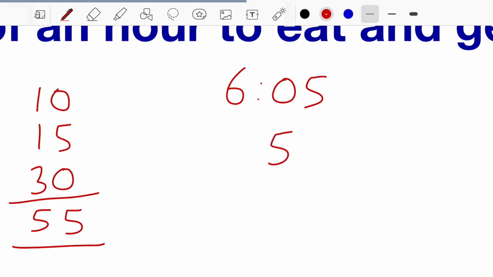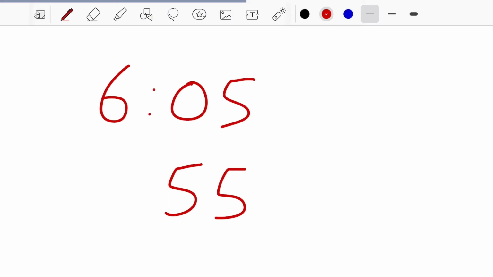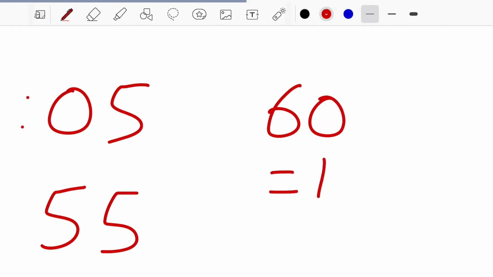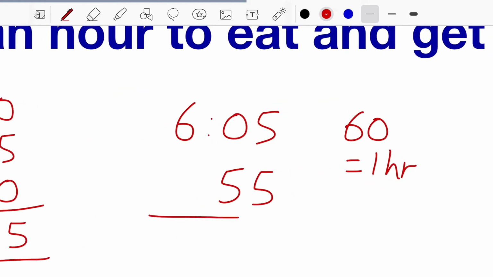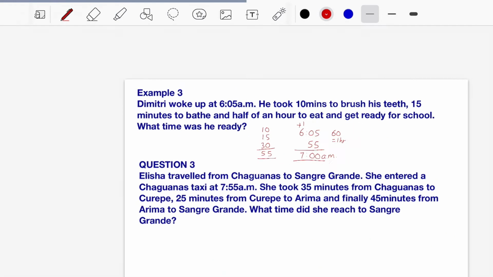6:05 plus 55, so start time plus the duration of the activities. So 5 plus 55 is 60. Once we cross 59, so in this case 60, we need to convert it to hours and minutes. So what is 60 minutes as hours and minutes? 60 minutes is simply 1 hour. No remainders for the minutes section. So 0 for the minute section and plus 1 for the hours. So that's 7 a.m. That's your answer, 7 a.m.